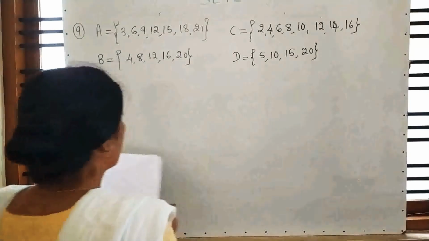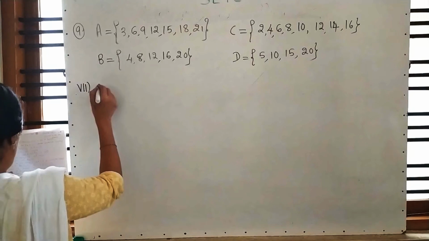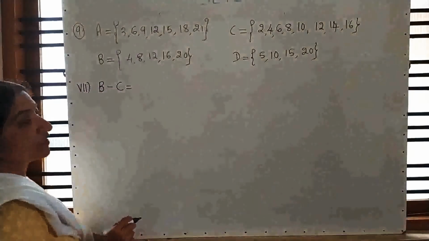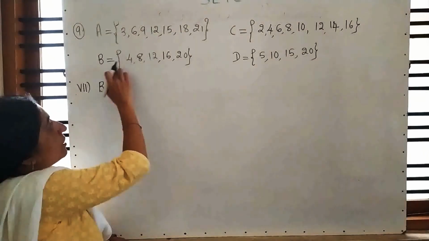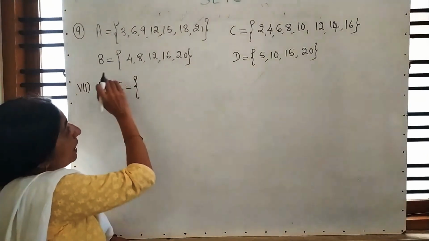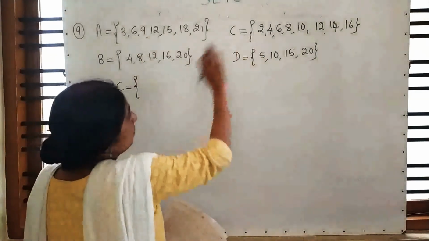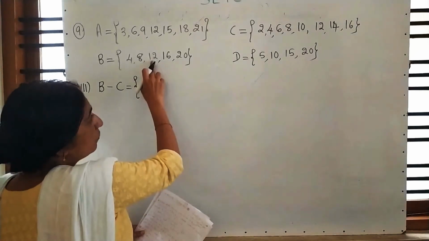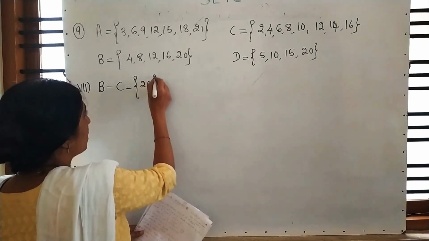Yes. Now write down the homework questions. That is the 7th one. B minus C. Minus means you have to start with the set which is given first. Start with B. Compare all the elements of only set B. First 4. Is it present in C? Don't write. 8, yes, it is also present. 12, that is also present. 16 is also present. Only 20 is not present.